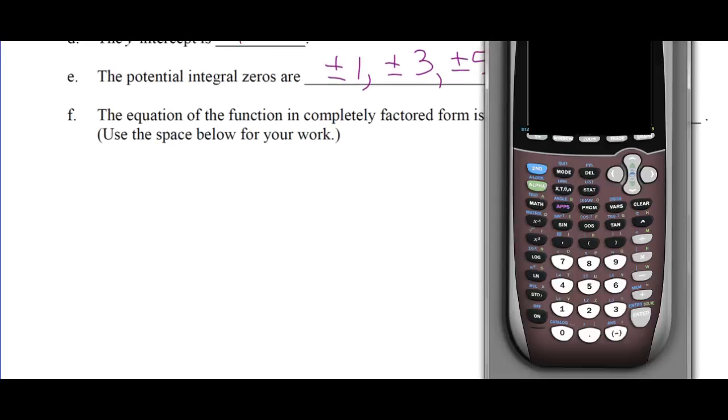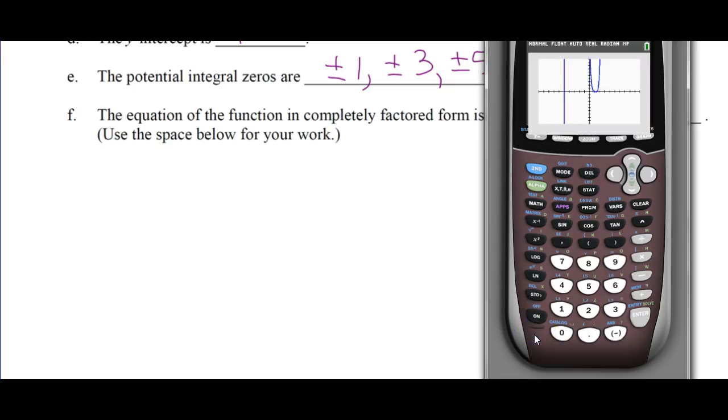So we could graph this. I had this pre-graphed, right? Because it's not like it's an easy thing to graph. There we go. So if we graph this, and this is just a standard window, right?